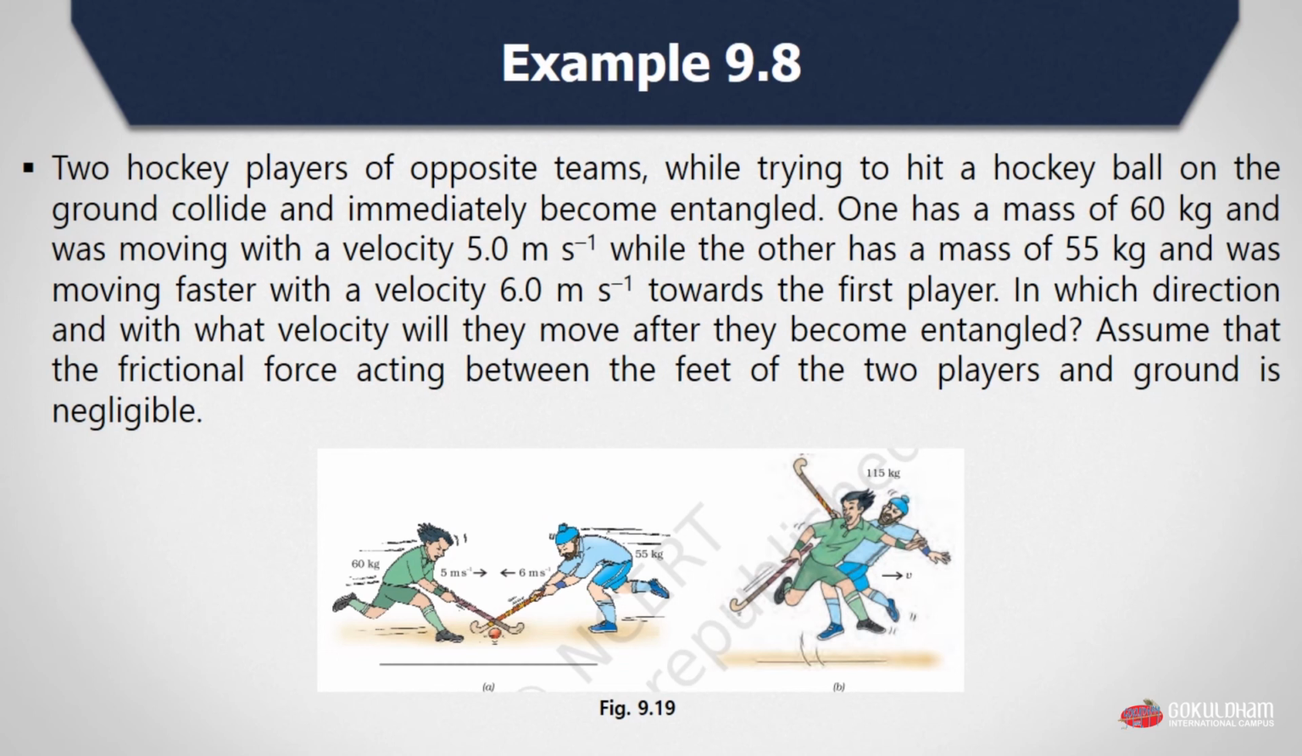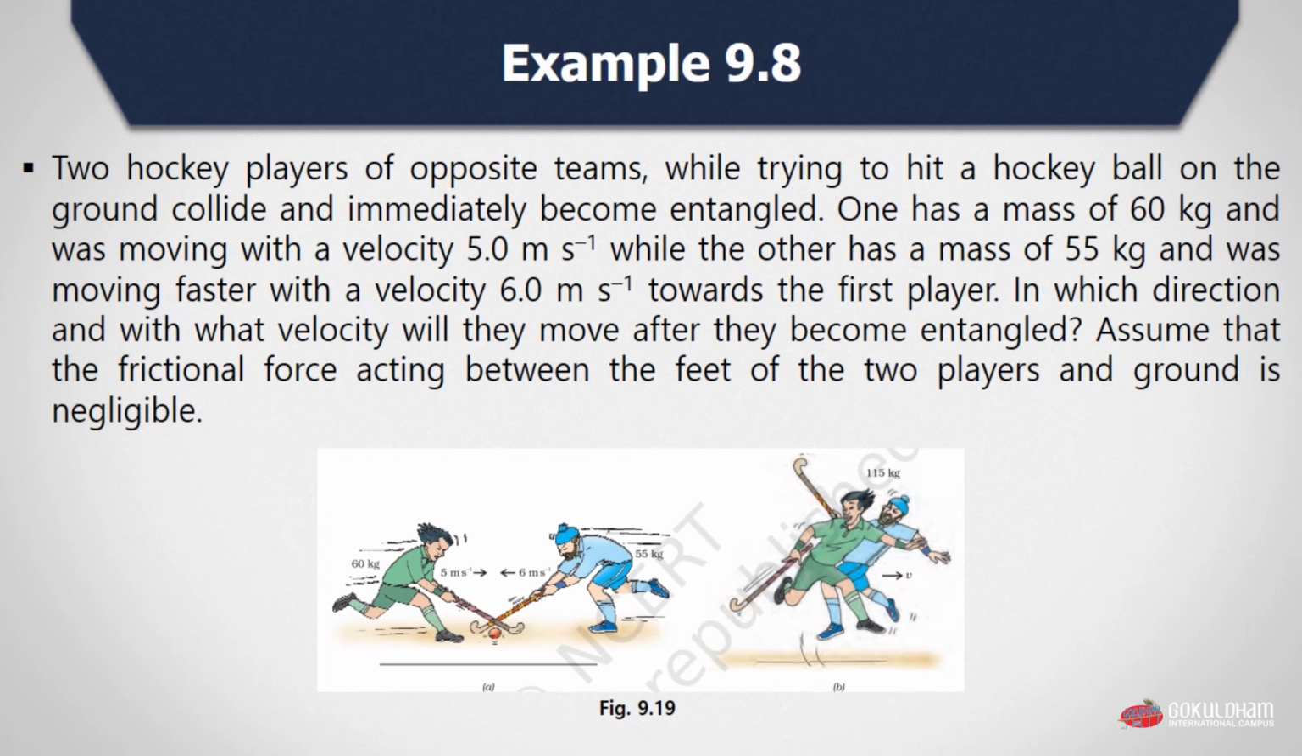Let us see another example, which is our example 9.8. According to it, two hockey players of opposite teams, while trying to hit a hockey ball on the ground, collide and immediately become entangled. One has the mass of 60 kg and was moving with a velocity of 5 meter per second, while the other one has the mass of 55 kg and was moving with the velocity of 6 meter per second towards the first player.